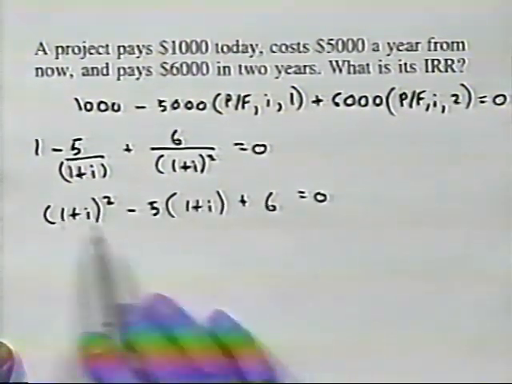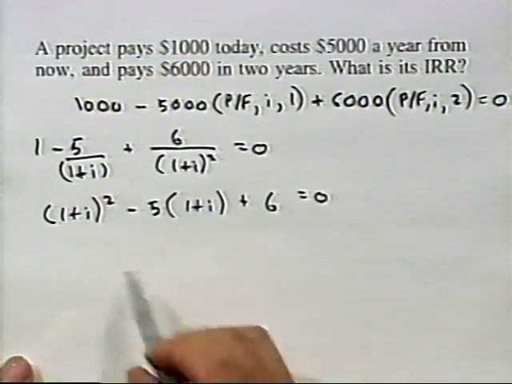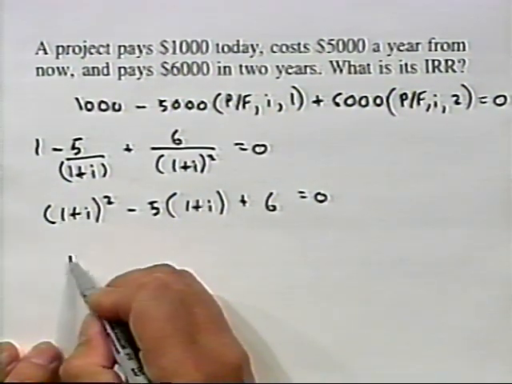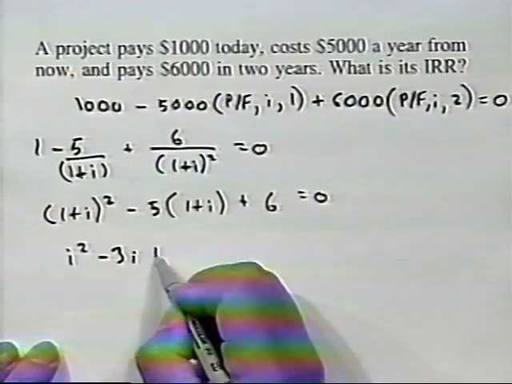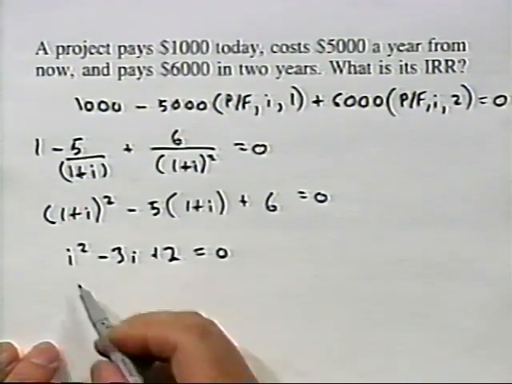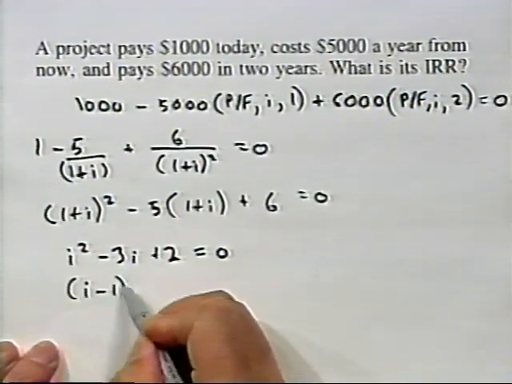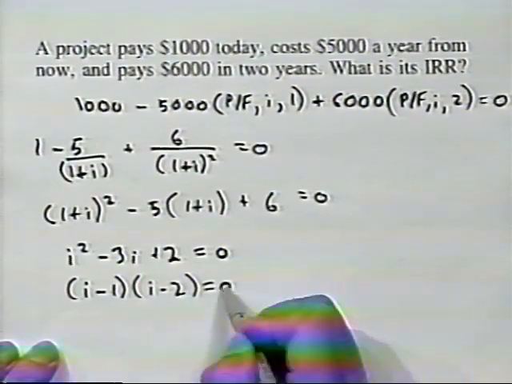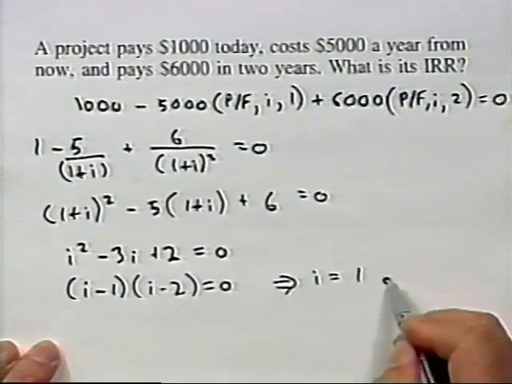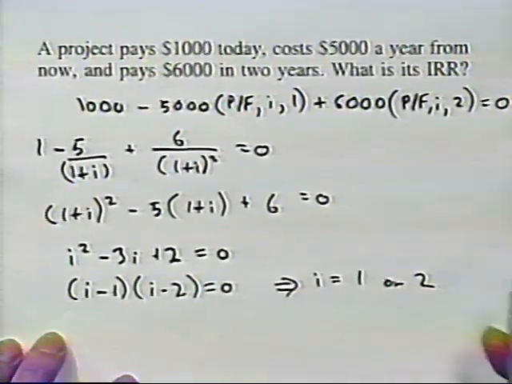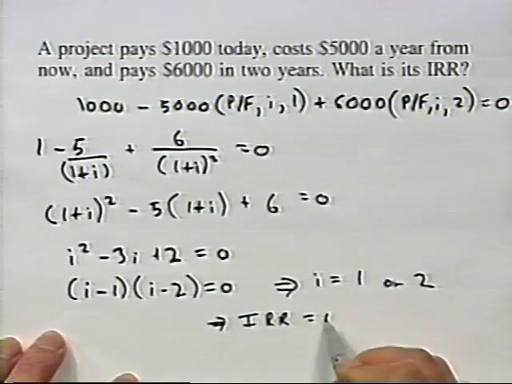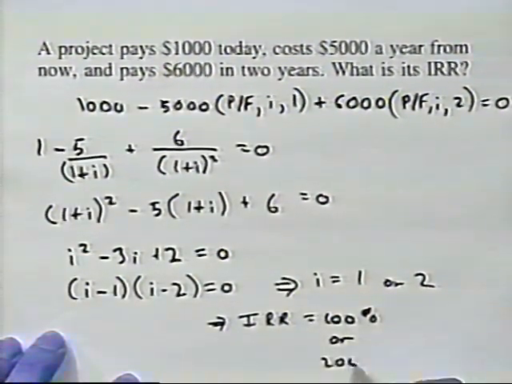If I multiply out this and simplify, I will get the following: I squared minus 3I plus 2 equals 0. Factoring this left-hand side gives me I minus 1 times I minus 2 equals 0. And of course, that gives you two solutions of I equals 1 or 2. In terms of the internal rate of return, that implies an internal rate of return of 100% or 200%.